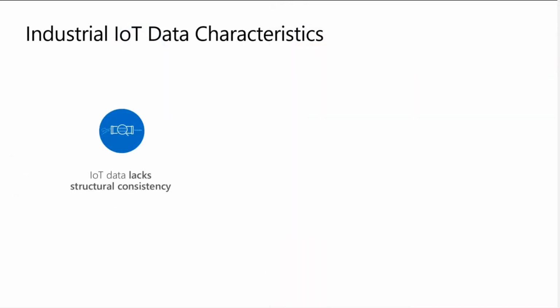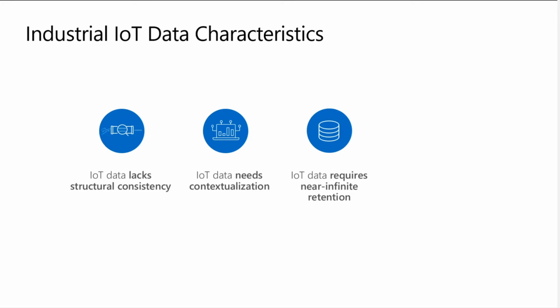Let's talk about the attributes of IoT data which help guide our design principles. So firstly, IoT data lacks structural consistency. We typically see unstructured or semi-structured data, which has very little context about what the actual data means. Second point to that is IoT data needs contextualization. In order to derive insights out of this data, we need to better understand how this data relates to each other. For example, what are the relationships between the sensors? How far is sensor A from sensor B?